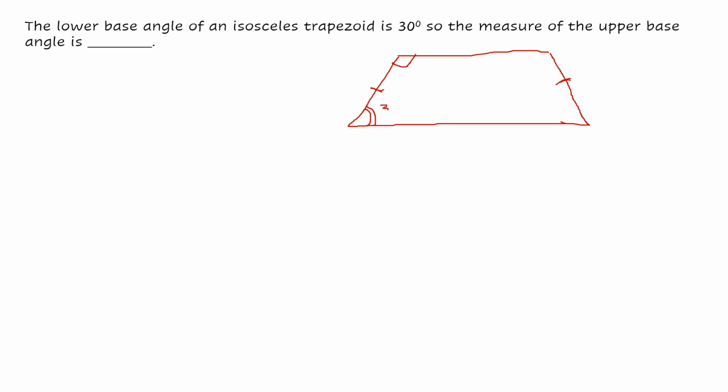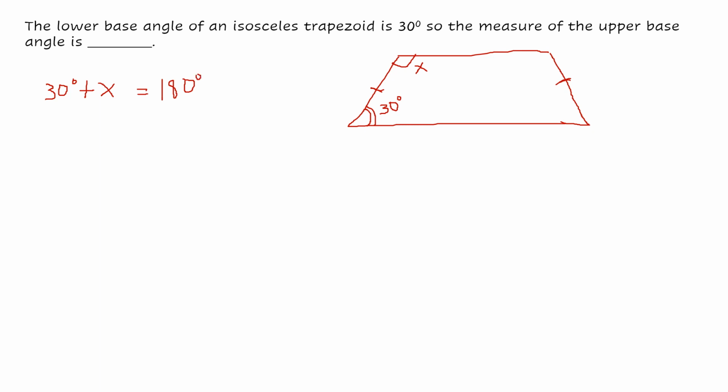Now, since you already have a 30-degree measure here, so what should be the measure of this angle here? Let's just say it's an x. So again, since they are supplementary, you can say that the sum 30 degrees and x is equal to 180 degrees.